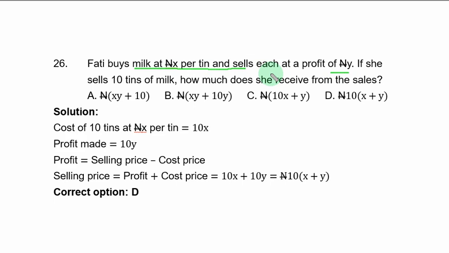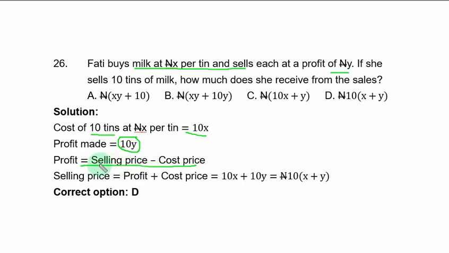Now, if she sells 10 tins, that means she bought 10 as well. So the cost price of 1 is S. So the cost price of 10 is 10S. The profit made is Y. Then for the 10, you have 10Y. Profit is always selling price minus cost price.